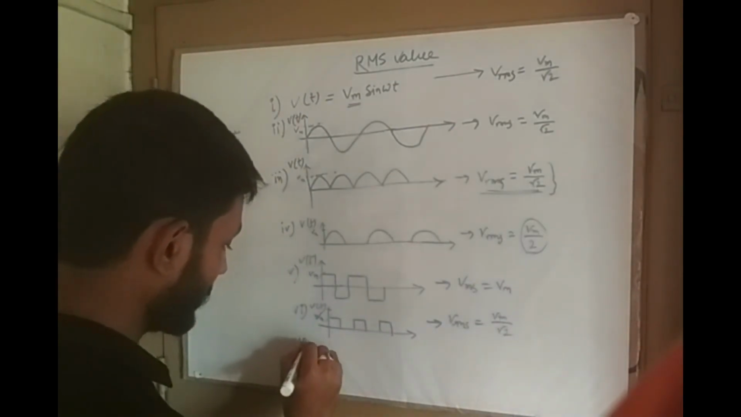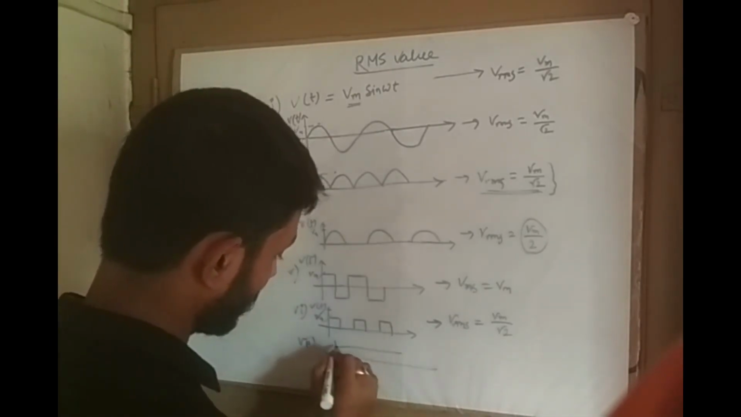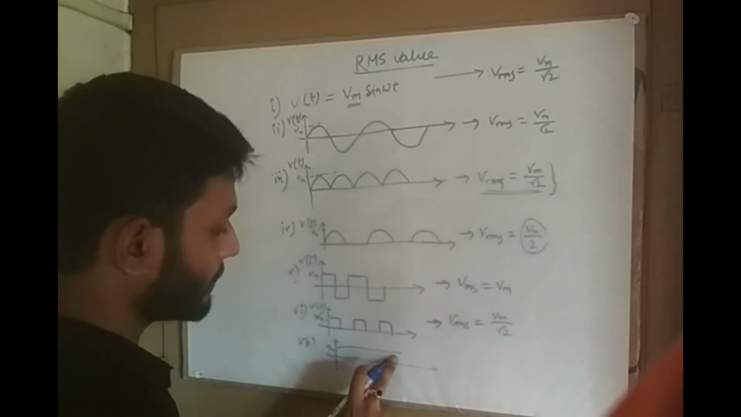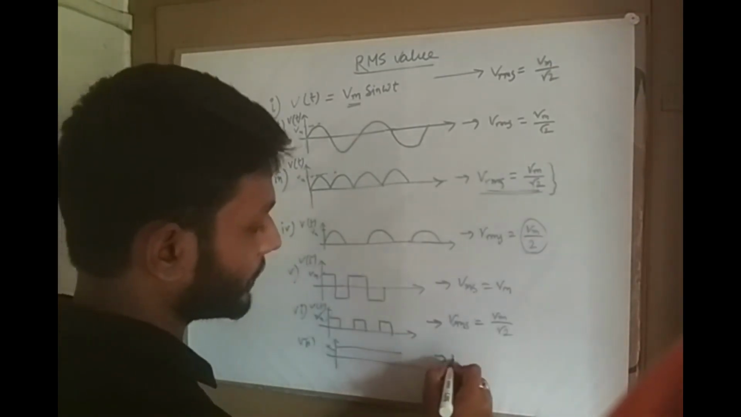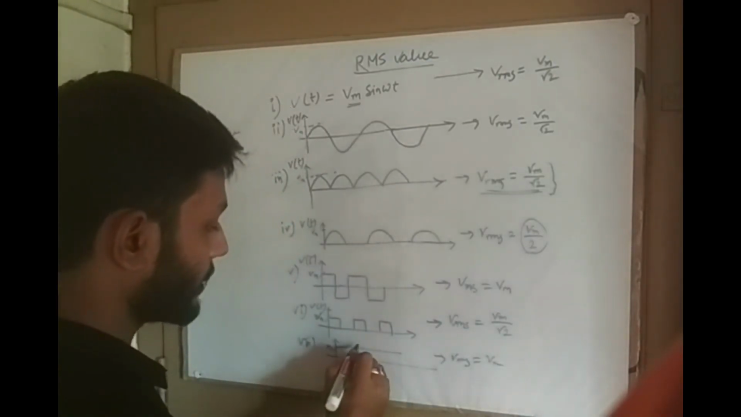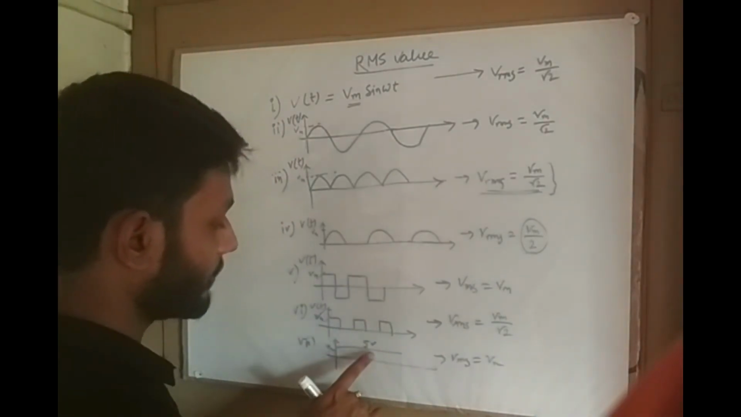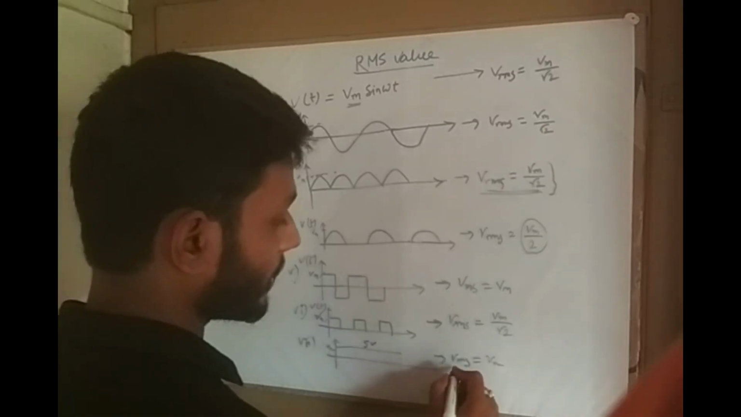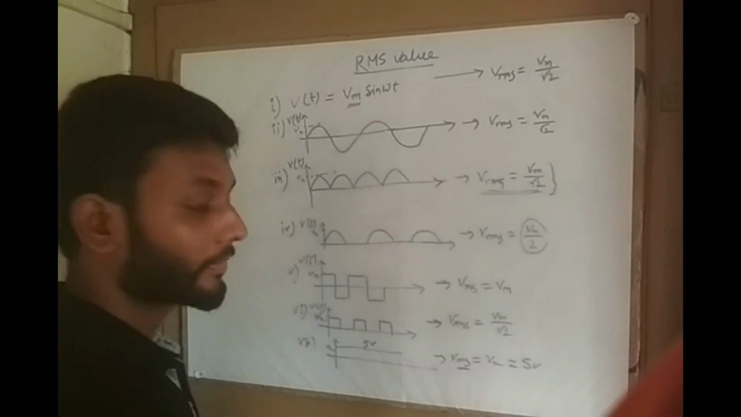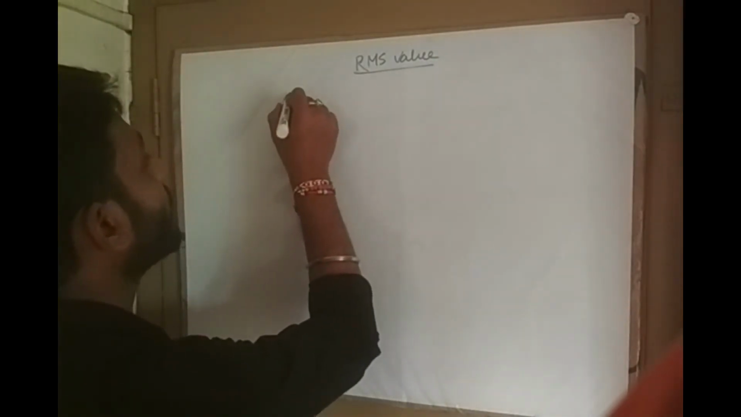And in case of DC signal also, whatever is the maximum value, that will be the RMS value. Suppose V maximum is 5 volt, the DC signal is 5 volt, then the RMS value will also be equal to 5 volt. Okay. We will see more.